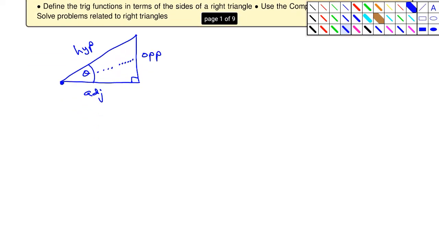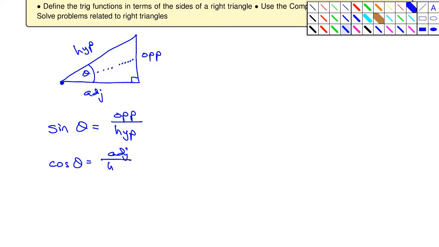So let's go ahead and define the six trig functions now. The sine of theta is the opposite over the hypotenuse. The cosine of theta is the adjacent over the hypotenuse. The tangent of theta is equal to the opposite over the adjacent.